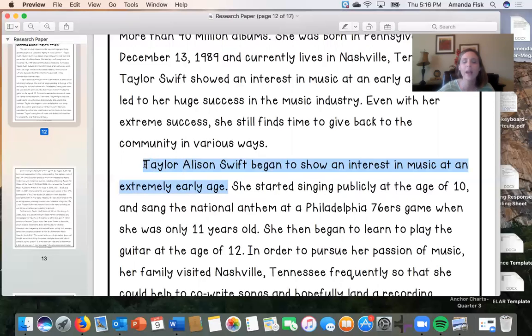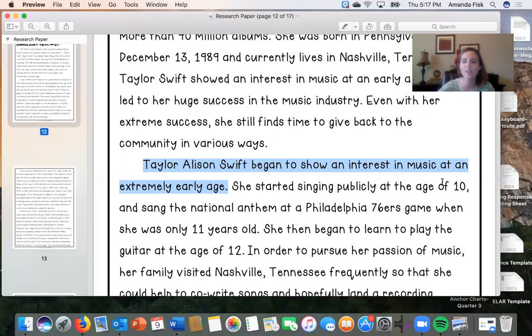Taylor Allison Swift began to show an interest in music at an early age. So that sentence is the topic. It tells what everything else is going to be about. So this whole paragraph has to be about her learning to love music.